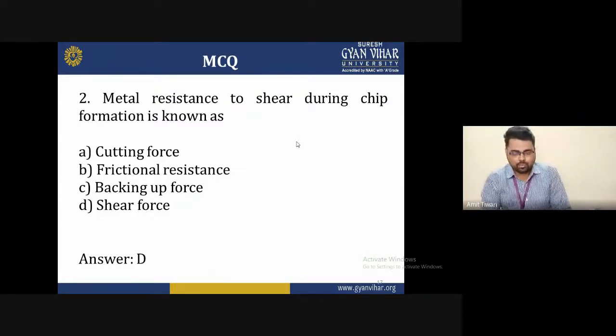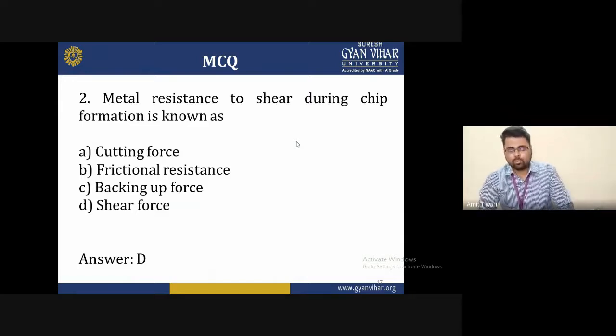It is shear force. When the shear force is too high, then during chip formation the metal will resist the shear, and it will transform from the elastic zone to the plastic zone. When the plastic zone is reached, the material will not regain its original shape again, and that is how chip formation starts. So for chip formation, we require the shear force to be high.